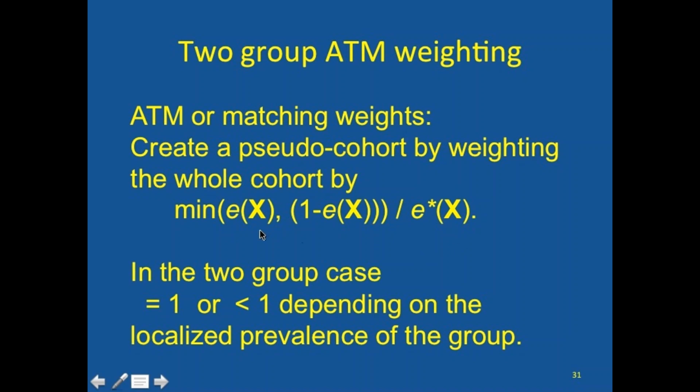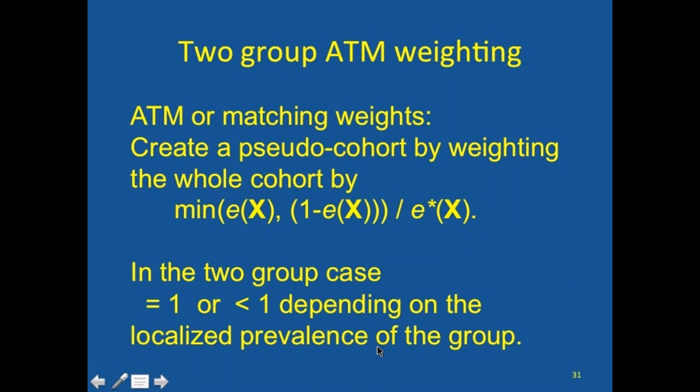Within any region of the covariate space, those who actually got the treatment that was the least likely are just going to get a weight of 1, because it's going to be the minimum of the propensity score and 1 minus the propensity score. If they're in the majority exposure, it's going to be that smaller probability divided by that bigger probability, or some weight less than 1.